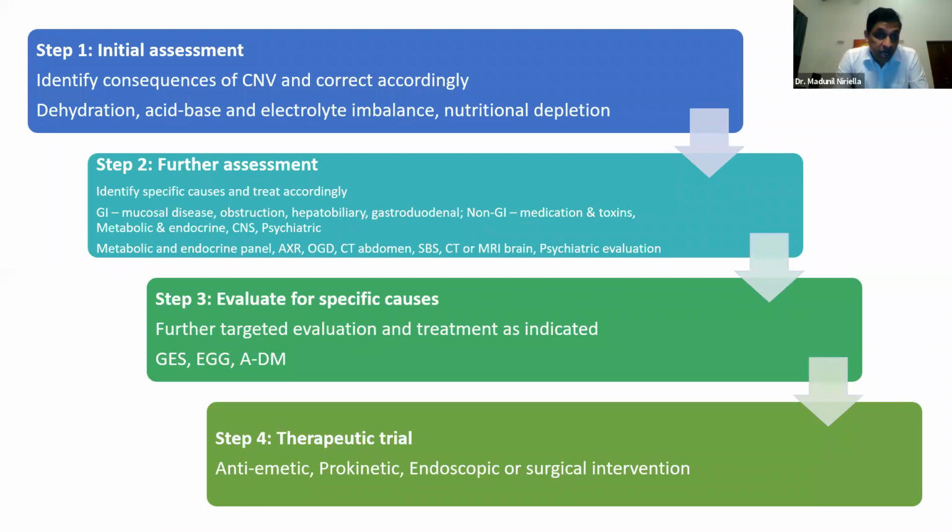Therefore, metabolic endocrine panel, abdominal X-ray, upper GI endoscopy, CT abdomen, small bowel series, CT MRI, and psychiatric evaluation as indicated. Then evaluate for specific causes for further targeted evaluation and treatment as indicated, using therapy, and very rarely an EEG or an antroduodenal manometry. And always the therapeutic trial of anti-emetics, prokinetics, and careful selection of patients for endoscopic and surgical intervention.